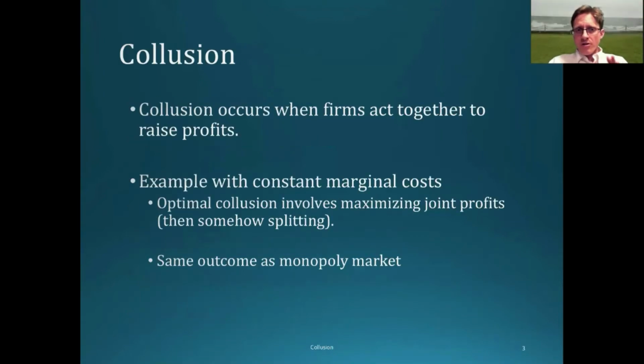So collusion, as you may recall from earlier lectures, occurs when firms agree to act together to raise profits by charging high prices. For two firms in the market, they would agree to somehow split the monopoly quantity. And then you get the same outcomes as a monopoly market. You get monopoly prices, the two firms split the monopoly profits, there's the monopoly deadweight loss, consumers pay high prices, et cetera, et cetera, et cetera.